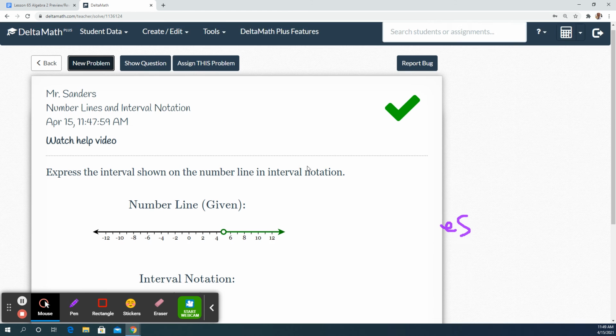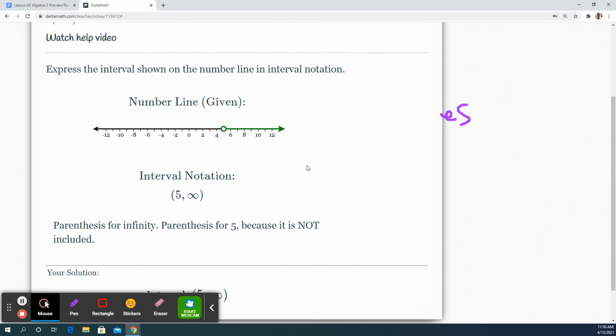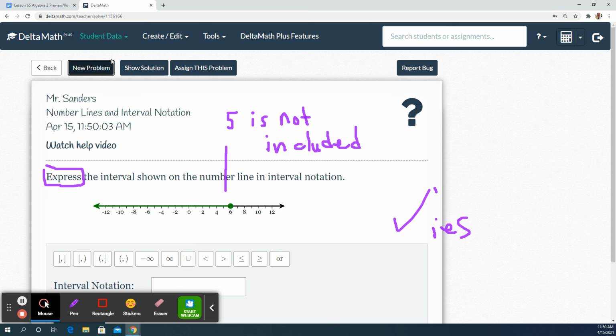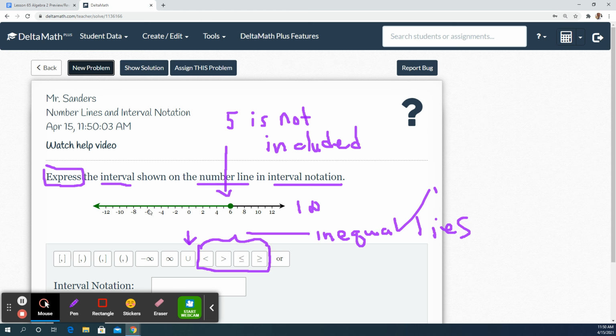See if the next one's anything different. And same kind of problem. All right, so do your best on these and good luck.